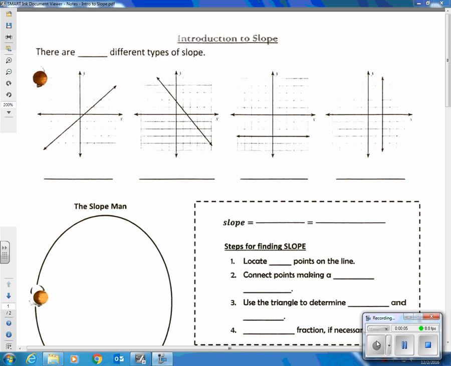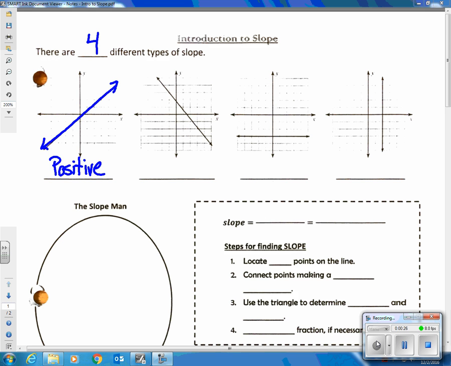Okay, you're going to use your note taker to take notes on Introduction to Slope. There are 4 different types of slope. So this is the first thing we need to know, and we need to know what they are. If the slope is going up like this, and remember we have to have arrows at each end, this is a positive slope.